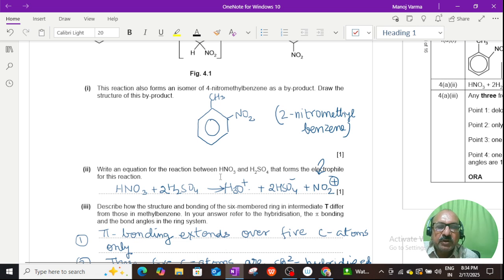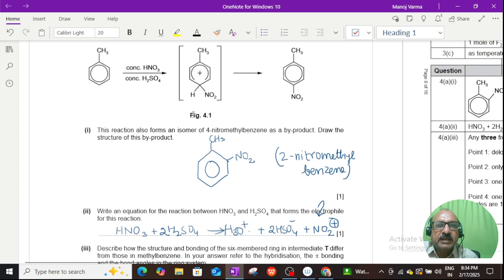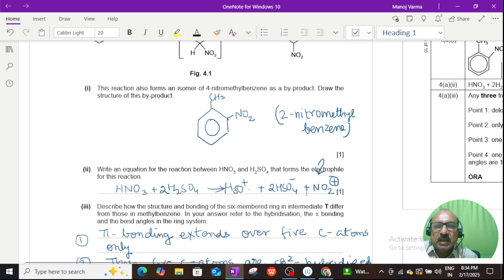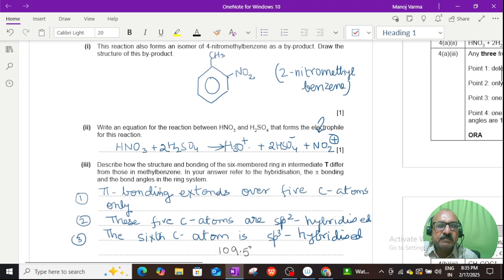Write an equation for the reaction between HNO3 and H2SO4 that forms the electrophile for this reaction. The electrophile for this reaction is NO2 plus, and it is formed by the reaction between nitric acid and sulfuric acid. The products are H3O plus, HSO4 minus and NO2 plus. This is the reaction which you need to learn, and the NO2 plus is the electrophile for this reaction.